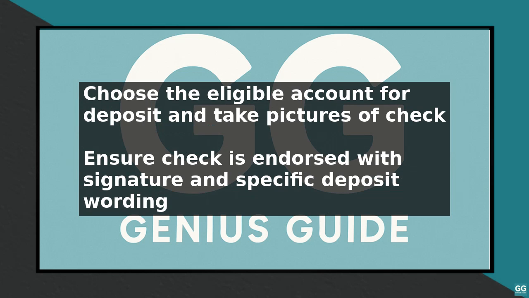After you have taken the pictures, enter the check amount and select the account to which you want to deposit the funds. Review the deposit details to ensure everything is correct. Finally, select the deposit button to complete the transaction. You will receive a confirmation message and an email with details of the deposit. The funds will be available in your account according to Wells Fargo's mobile deposit funds availability policy.